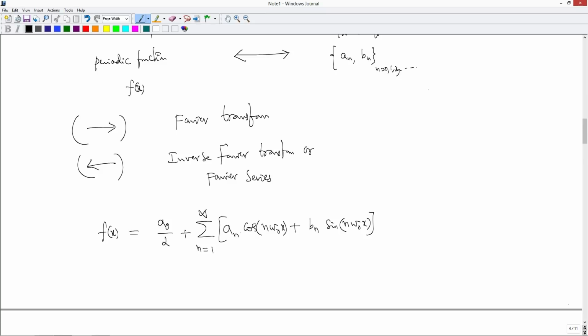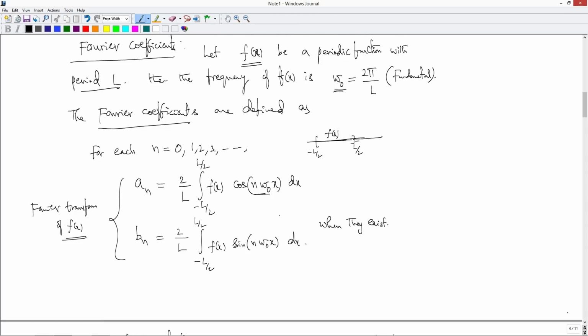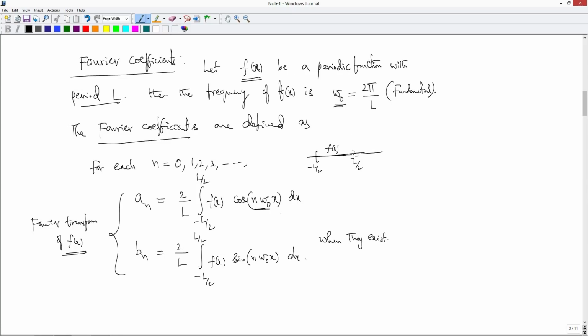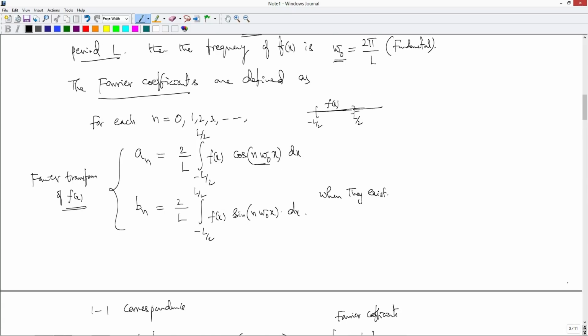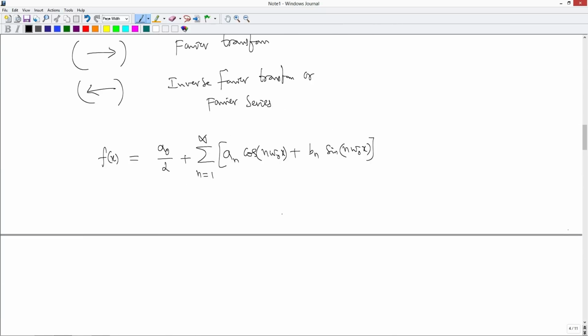So, if you know a naught, a n and b n, you can get your function f of x just by multiplying the fundamental functions, sine n omega naught x and cos n omega naught x, and taking this series. This sum actually converges pointwise to f of x under some conditions on the function f of x.